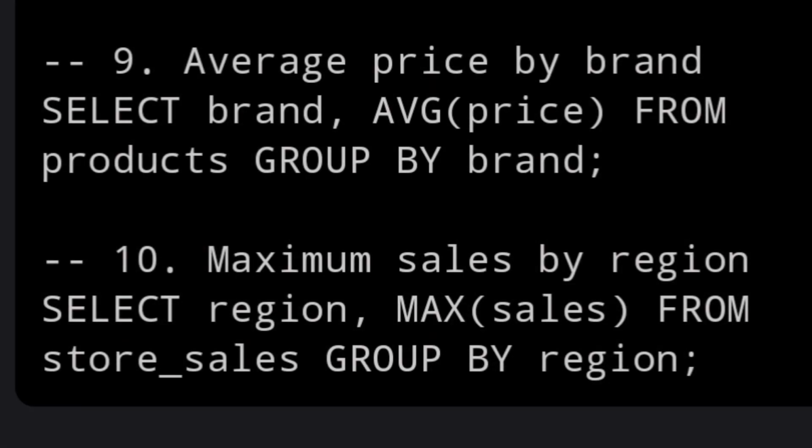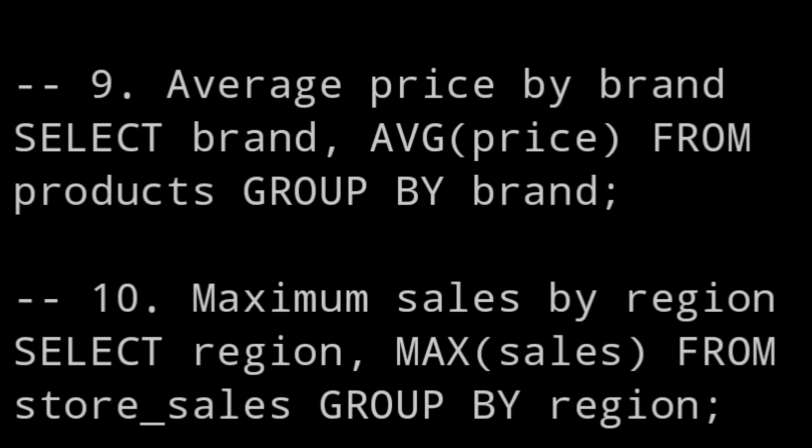Let's take a look at average price by brand. So we select our brand, get our average price column, and that's the column we're averaging. You can do different aggregations on that from products, which is the table. I didn't explain from, but from is the table that you're pulling from. And you're going to group by brand, and that will give you that information. So as you can see, group by is helpful.